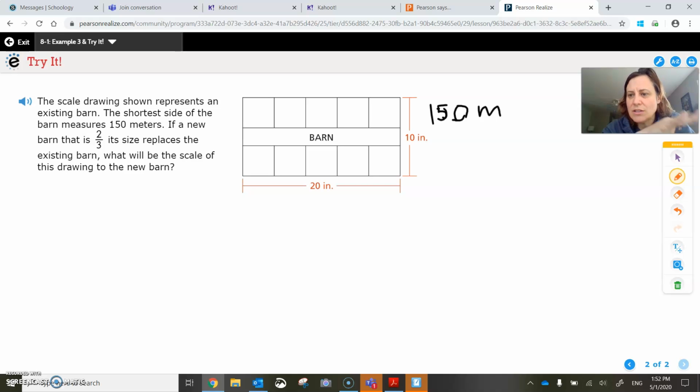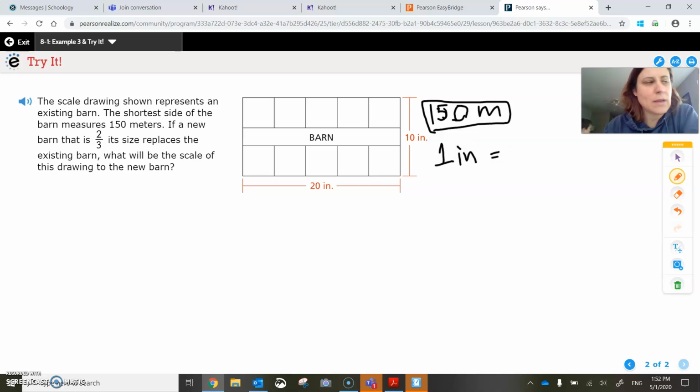So basically what they're saying is right now this drawing represents a barn where this direction is 150 meters. And now they built a new barn and they want to use the same drawing, but the scale is going to be different. Well, here's the deal. Since it's 10 inches and a total of 150 meters, then that means that every inch, 1 inch, is going to be 15 meters.